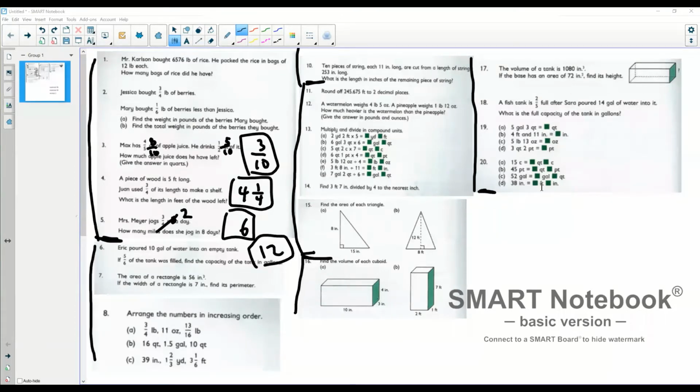Honestly, 8 is just a bad question. It's very complicated. I'll go over 10. 8 has to do with units. You don't have to know that, really. 10 pieces of string, each 11 inches long, are cut from a length of string, 253. What's remaining? We cut off 110, because that's 10 times 11, and we took it from 253, so we subtract it, and then we get 143.